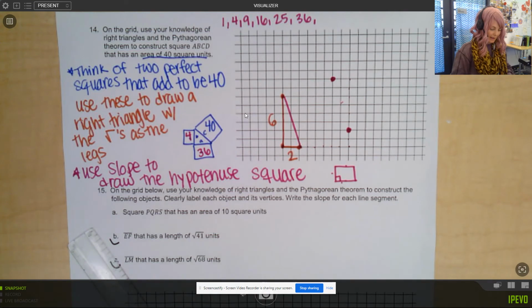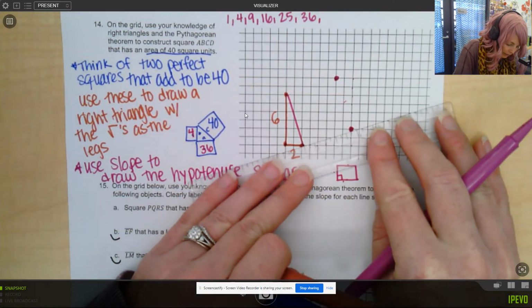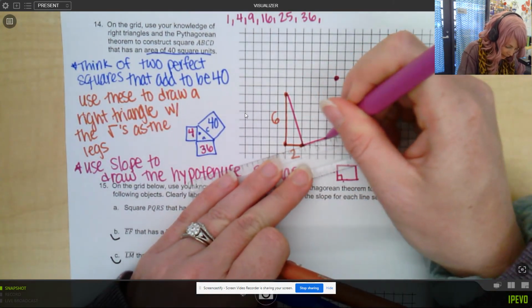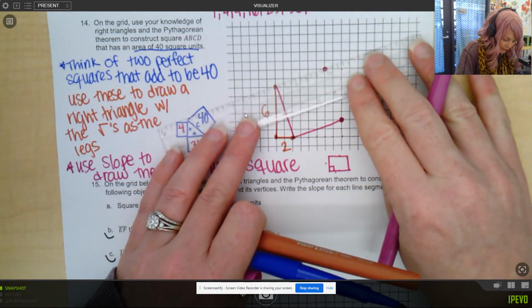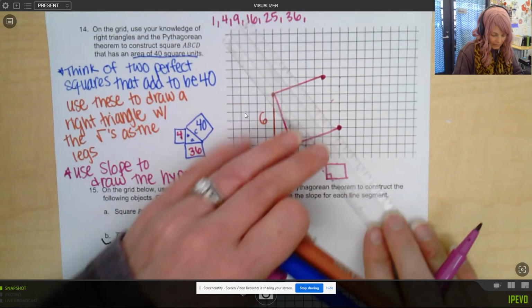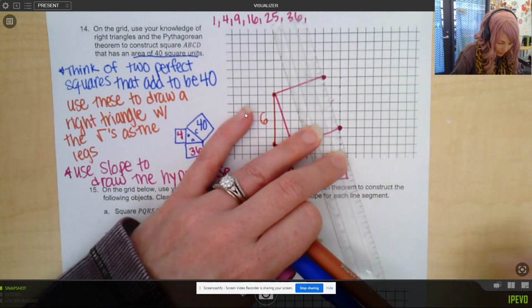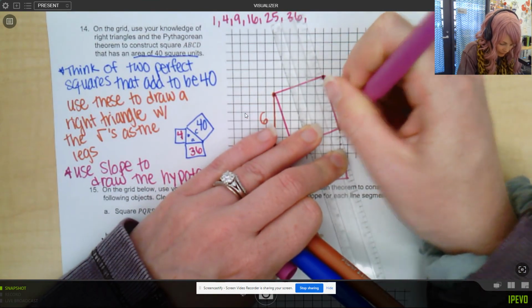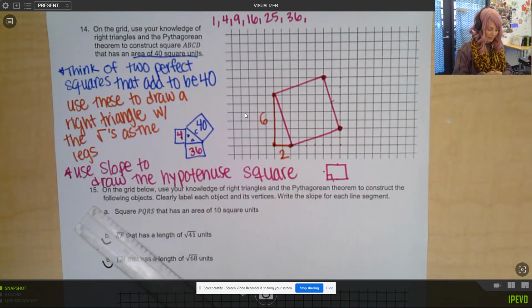And notice that this makes it look like a square. If when you drew it, it didn't look like it had right angles, if it looked more of a rhombus or like a weird parallelogram, you know to redo it.